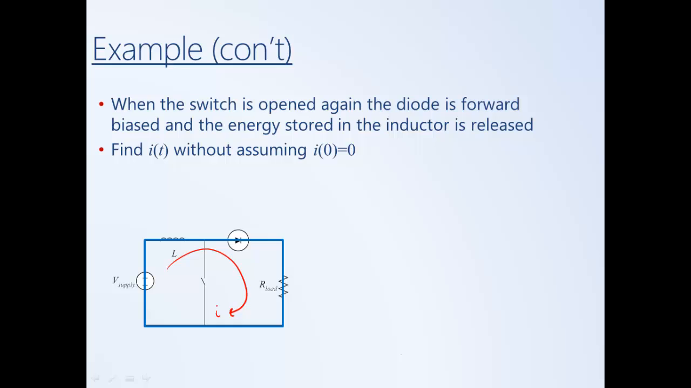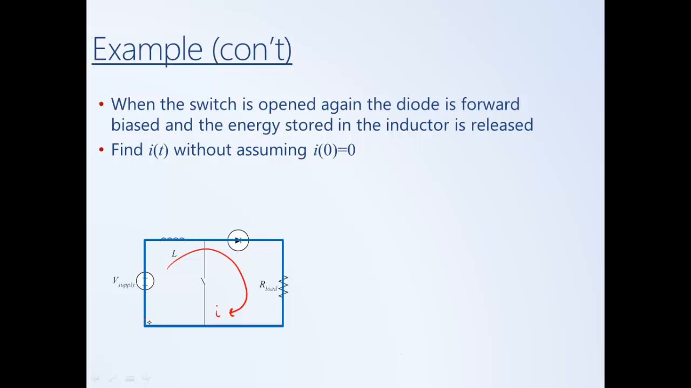But now we can't assume that the current is initially 0 because current was already flowing. Initially the switch was closed, current was flowing through here, energy was building up in the inductor, and so when the switch is opened, there was already current flowing in the circuit. So we can't make the same assumption we did in the previous case. The approach that we'll use for finding I of t is basically the same as we did in the on case though. First, we will find the governing equation for this circuit.